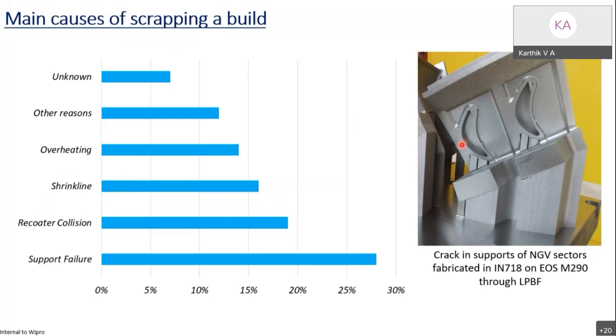Another factor for causes of build failure is overheating. We also have a few other reasons, like if the purging or the internal pressure in the build chamber is not adequate, or if the quality of the inert gas which is utilized in the build chamber is not up to the mark. There are reasons that the machine will stop printing.